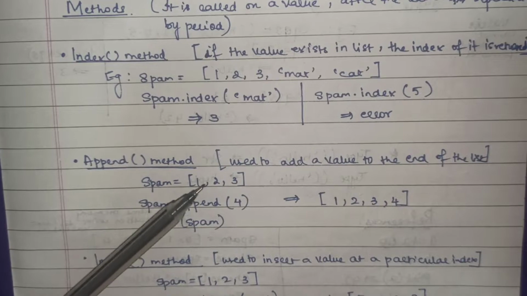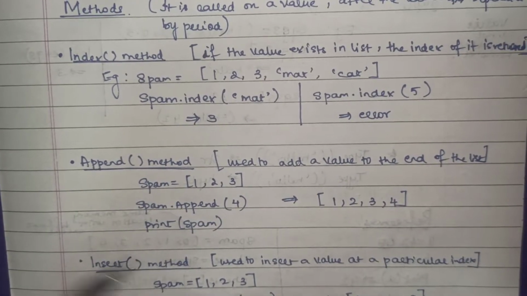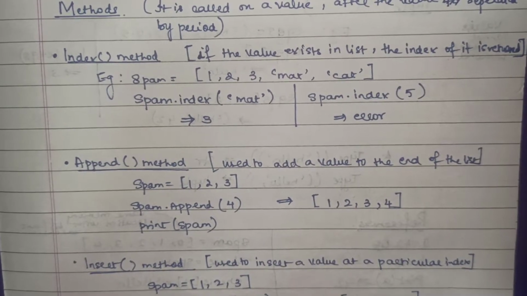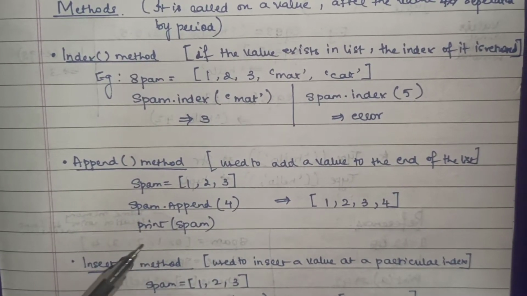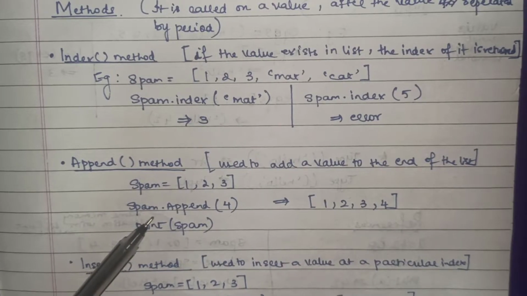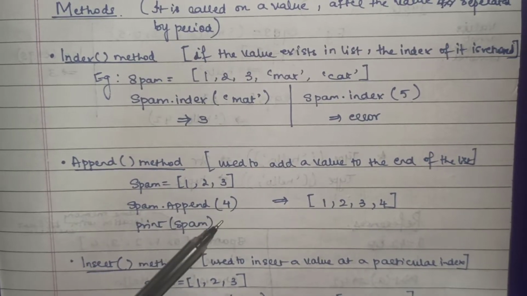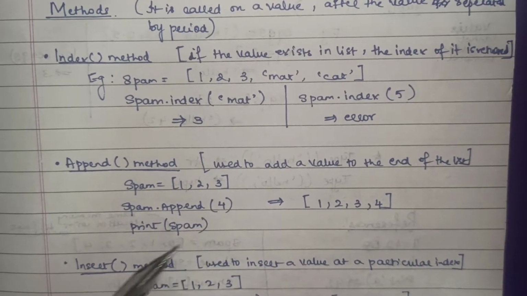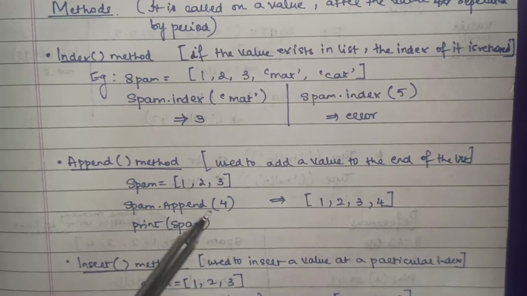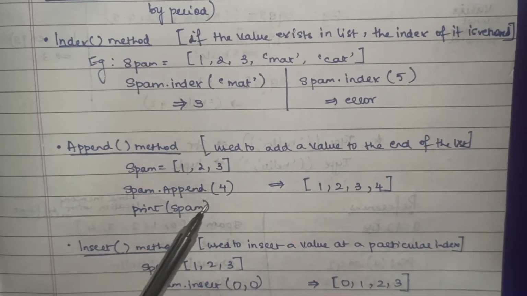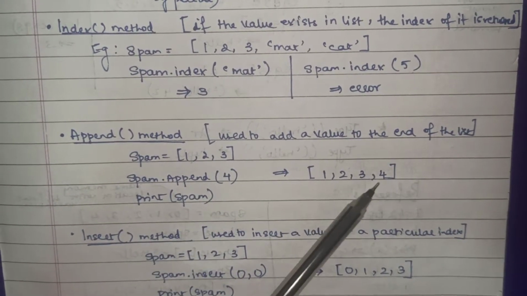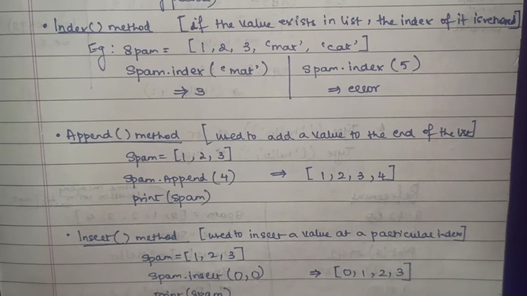Coming to the append method, it is used to add some value to the list at the end. So you have a list already, 1 2 3, and you specify spam.append, where you pass the element that has to be added to the list at the end. So spam equals 1 2 3. When you print spam, it will be 1 2 3 4, because whatever element you have passed will be appended at the last. So that is about the append method.